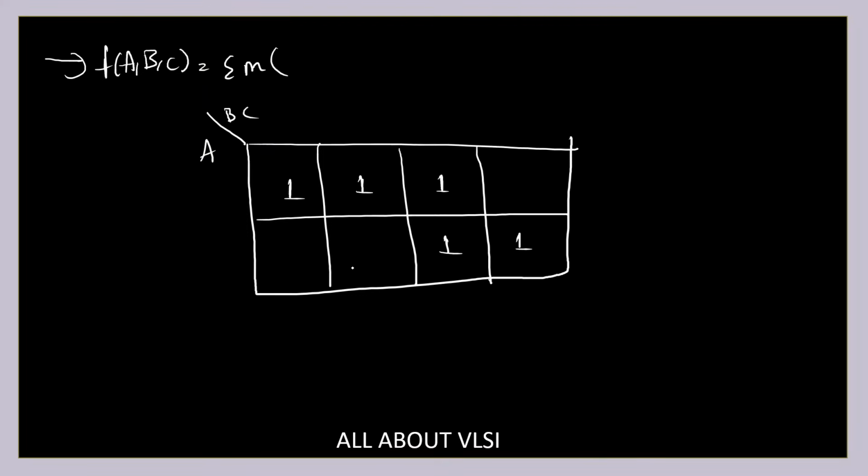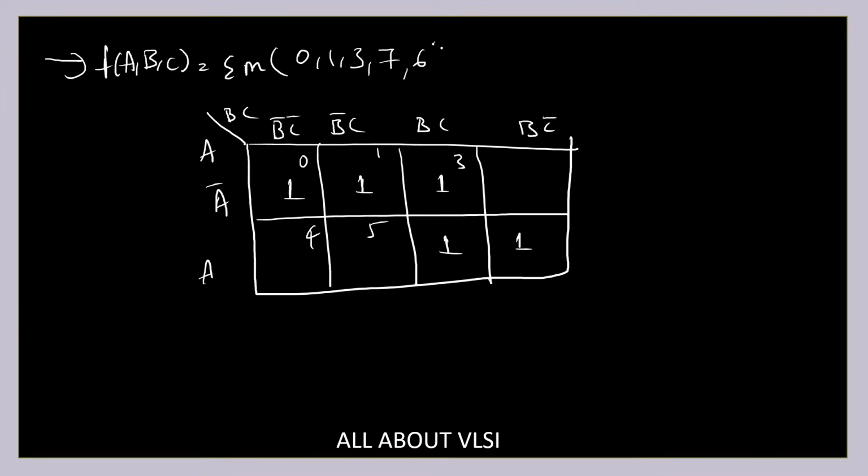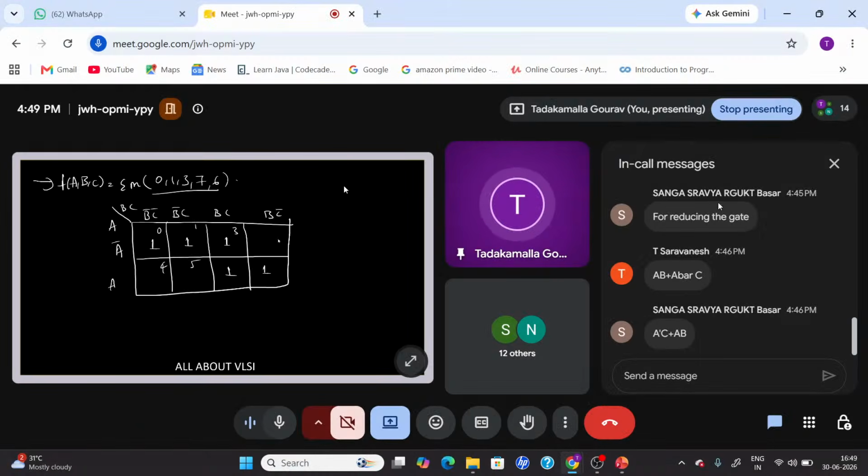Now, can anyone tell me the solution after solving the K-map? Quickly in the chat box. The minterms are at positions 0, 1, 3, 4, 5, 7, 6. These are the positions. Now, I want the answer after solving this particular K-map. What is the answer you are going to get after solving this particular K-map? Quickly type it in the chat. Let's see who can answer this.